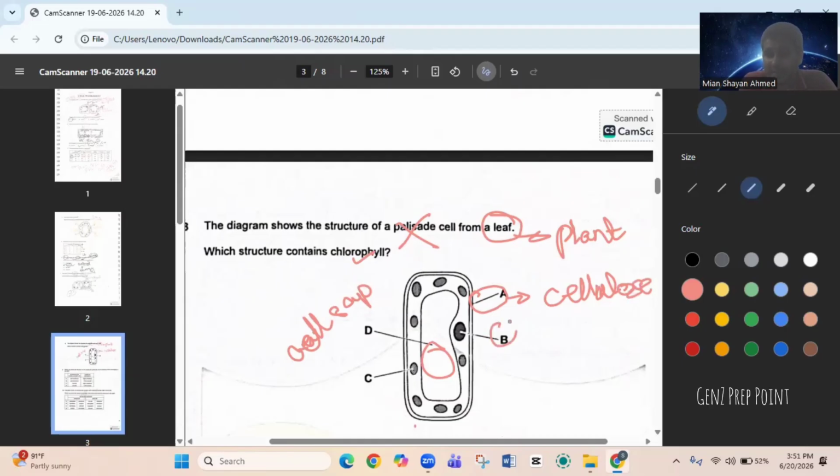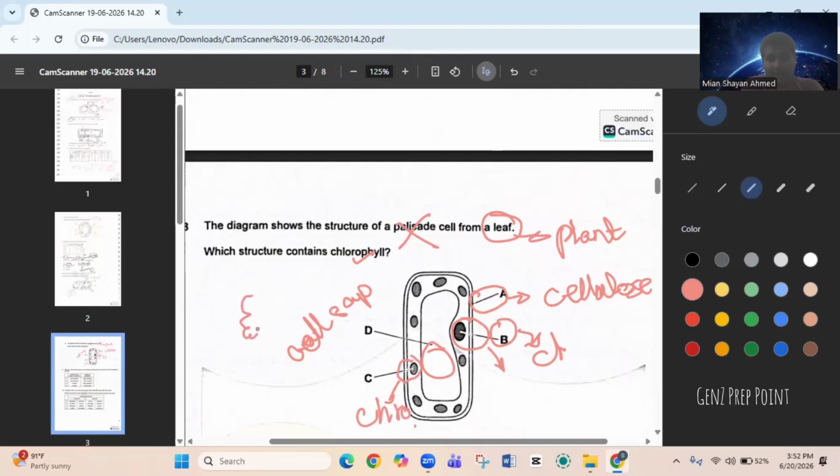Then we have the nucleus. What does the nucleus have? DNA and genes. DNA does not have chlorophyll, it only controls the functions of the cell, like cell division and what substances should enter. It orders the cell membrane, and it orders the chloroplast to create energy, to trap sunlight. So the nucleus does not have chlorophyll. If we focus on this structure, it's the only structure that is left, that is chlorophyll.